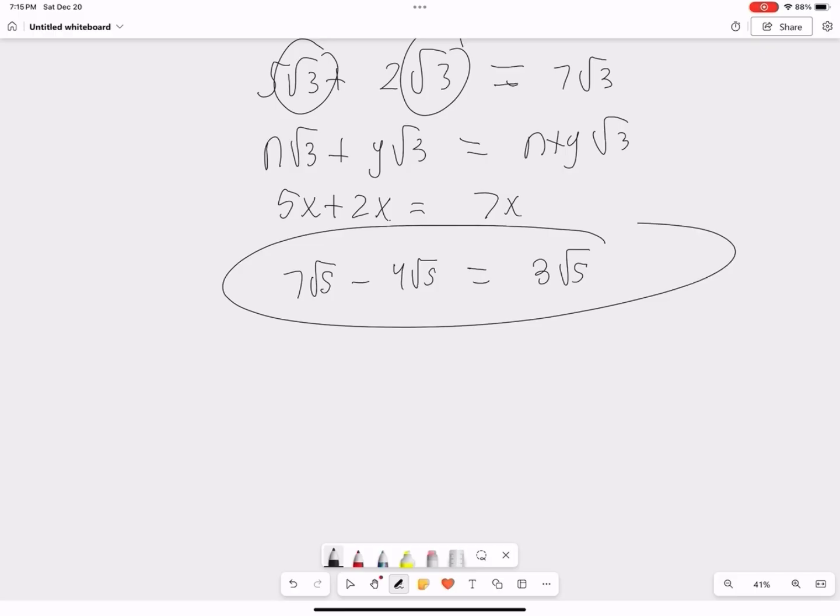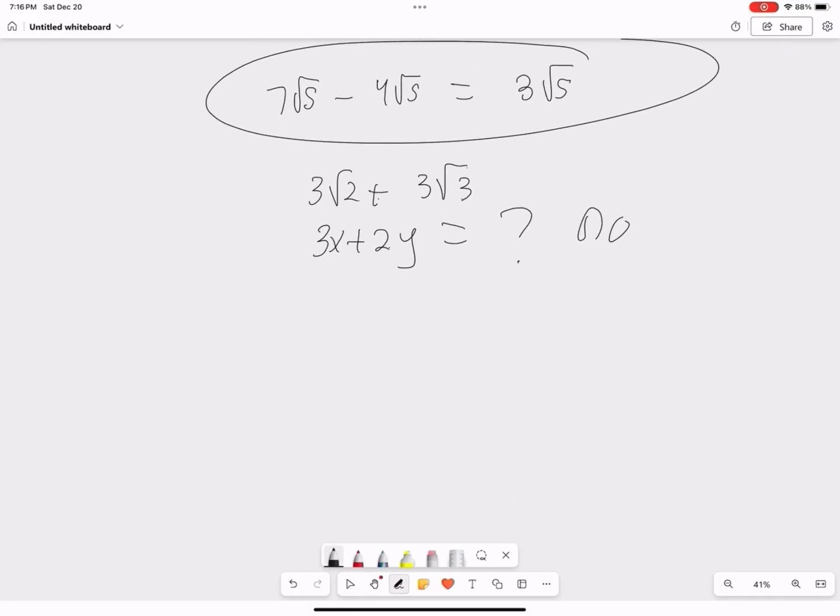So now let's try one where it's not possible to subtract. So we have 3 times the square root of 2 plus 3 times the square root of 3. So what comes of this? Well, we can't combine the insides because they're not the same. And we can't combine the coefficients because they're not the same, because this is like saying 3x plus 2y. Can we combine them? No, not the same. So this just stays as the answer.